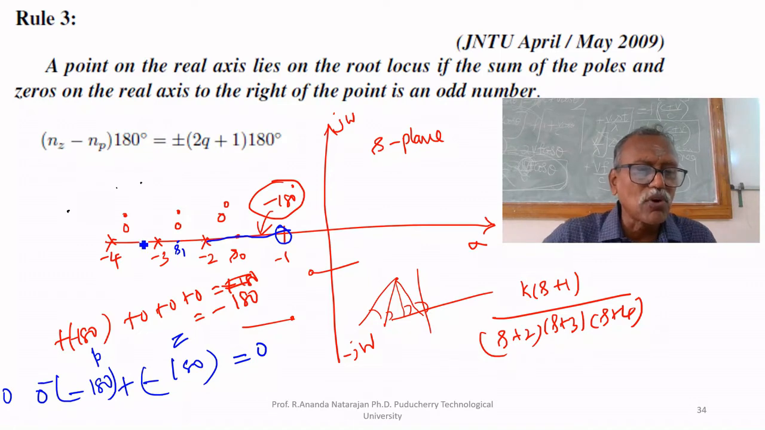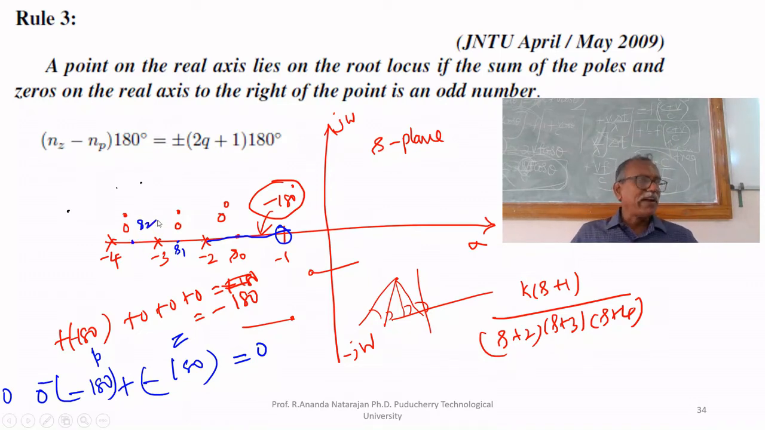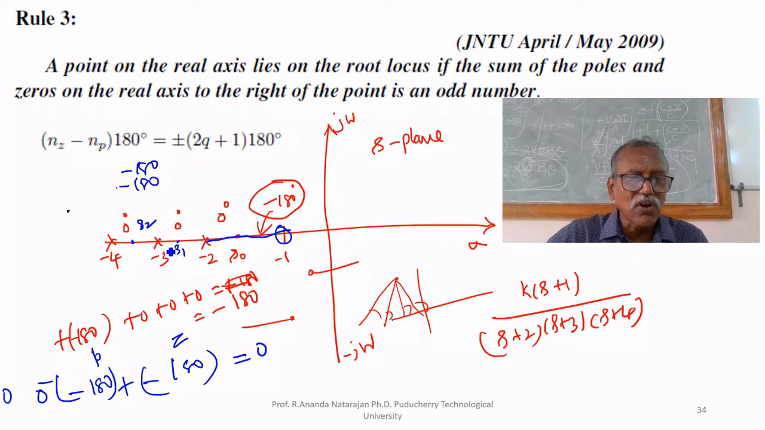Suppose let us select one more point, S2. S2 is a test point. I am selecting the test point to check whether it is on the root locus or not, between minus 3 and minus 4. How many angles? If you draw a line from minus 1 to S2, minus 180 degree. If you draw a line from minus 2 to S2, another 180 degree. From minus 3 to S2, you will get another 180 degree. Draw a line from minus 4 to S2, you will get 0.